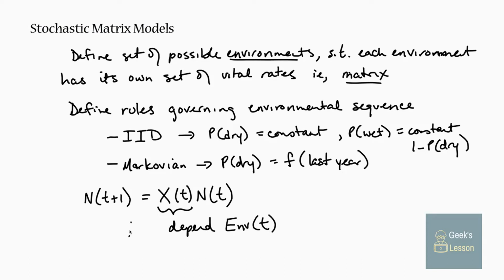And after lots and lots of time steps, instead of what we saw for the deterministic case, this time, n at t is actually just a big product of all of the x at t times n0. And it's the product from i equal to 1 to t.